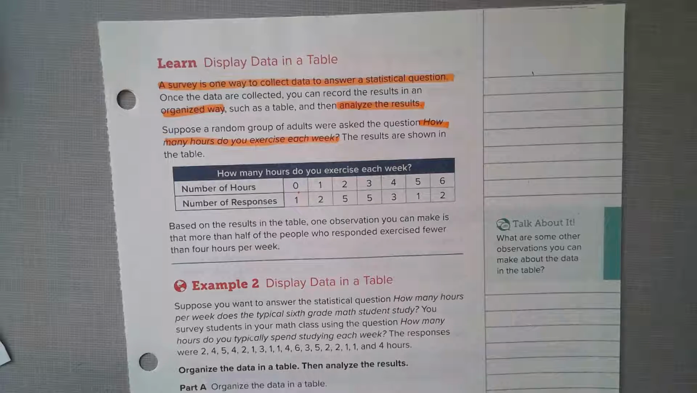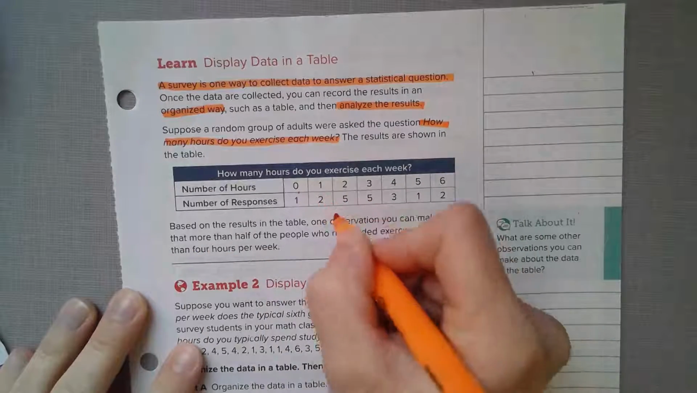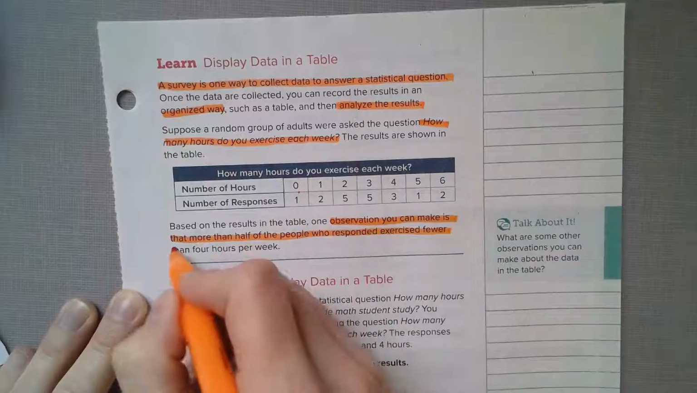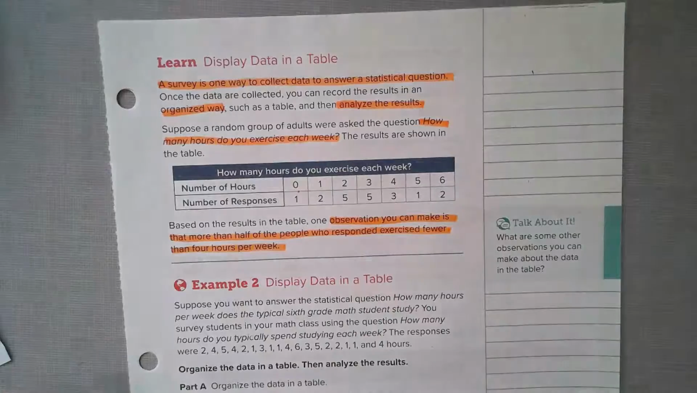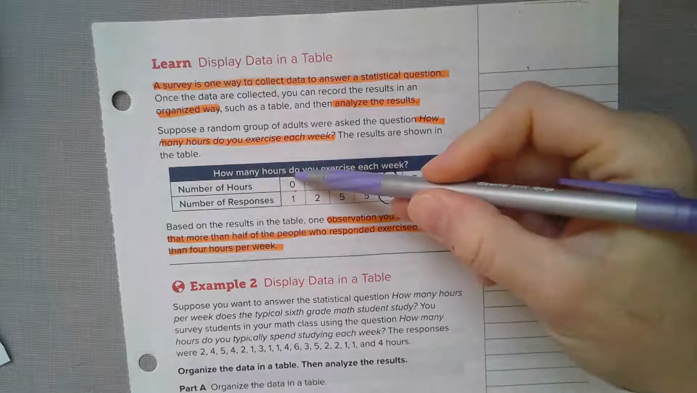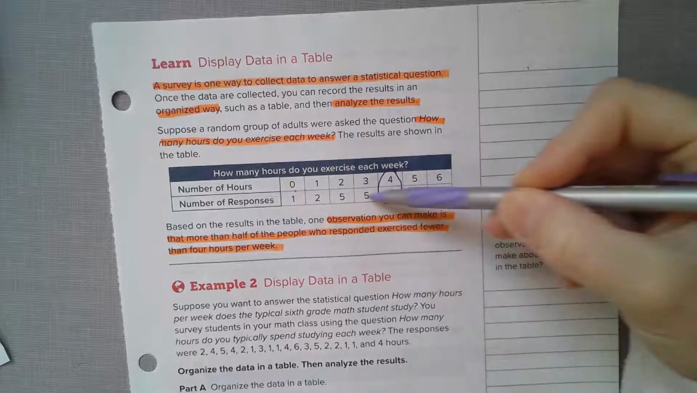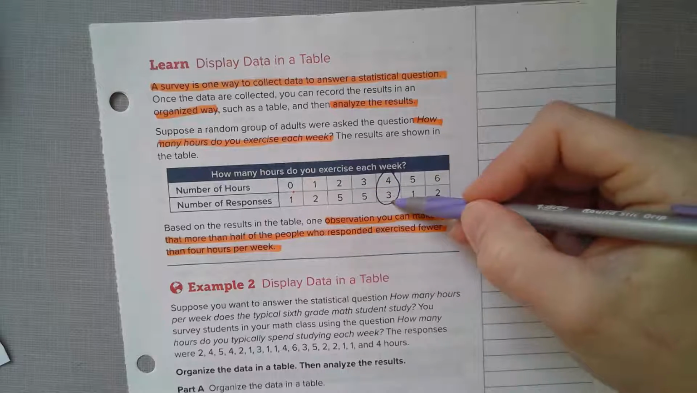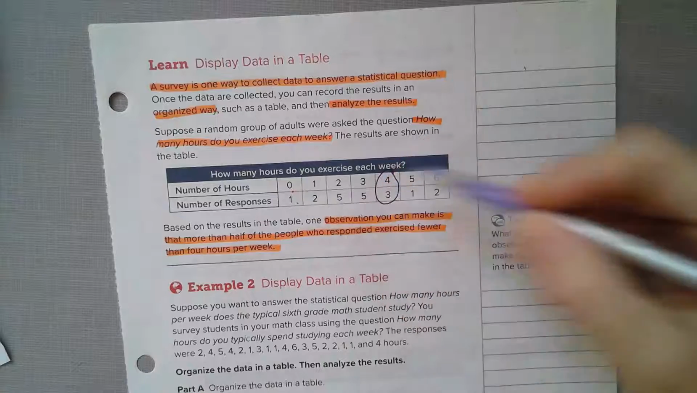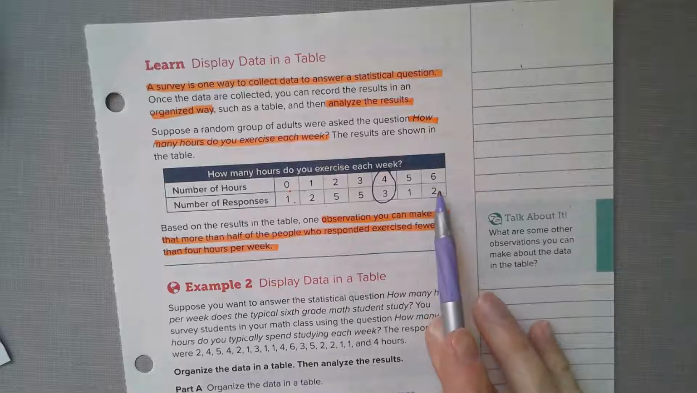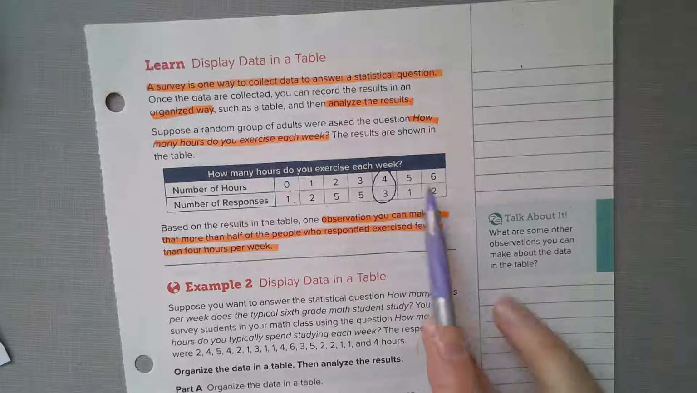Based on the results in the table, one observation you can make is that more than half of the people who responded exercised for fewer than 4 hours. We can show it right here. Here's 4 hours and less, and all of the people that make up 4 hours or less. So that would be, let's see, 10, 11, 12, 13, 14, 15, 16 people exercise for 4 hours or less. There's only 3 people that exercise for more.